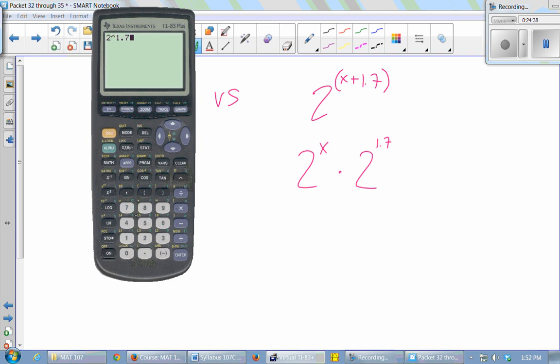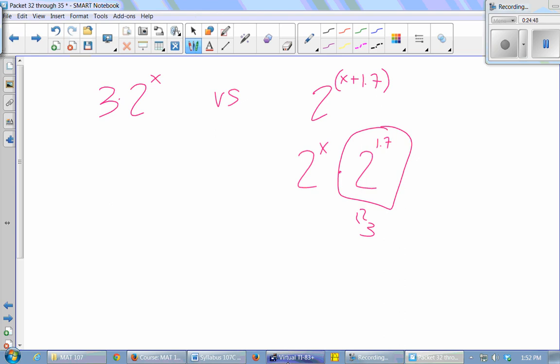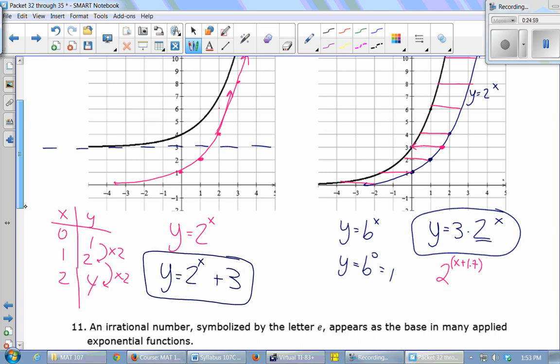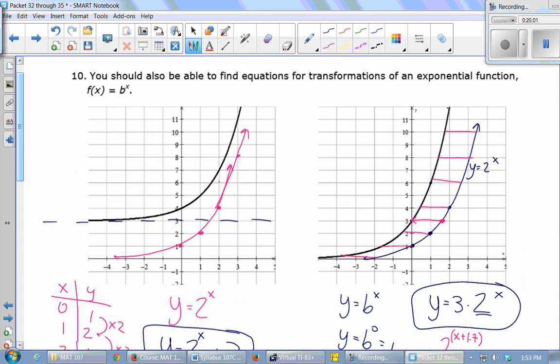2 to the 1.7, 3.24, yeah. So this number is like 3. I completely estimated it, so it's a little bit off. But so I have a 3 over here. So these two formulas are equivalent. I estimated it from the picture. I drew 2 to the x, and then I looked at how far apart various points were horizontally.